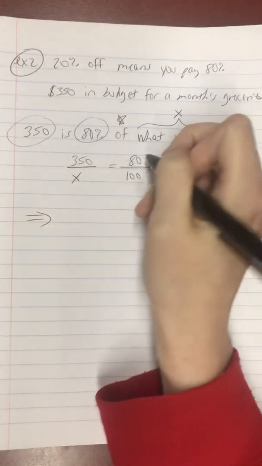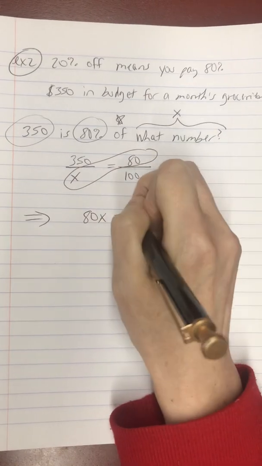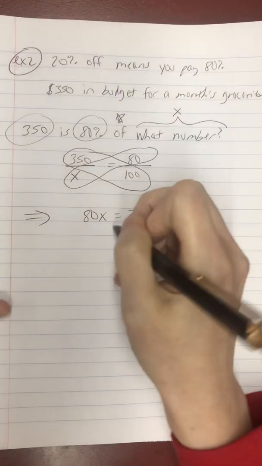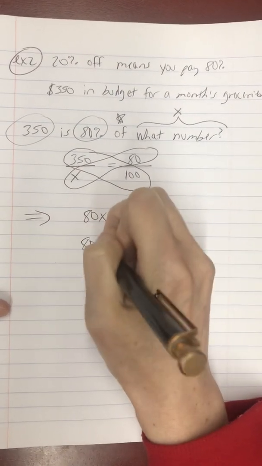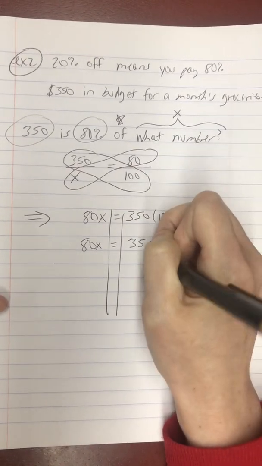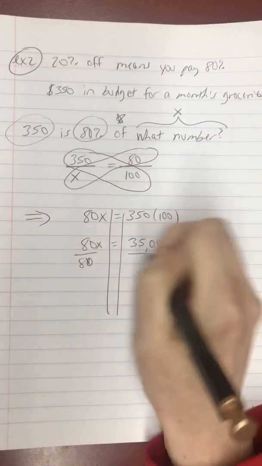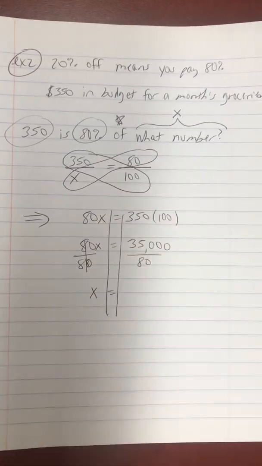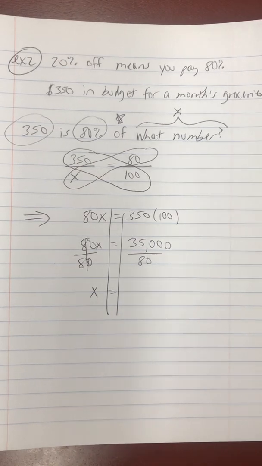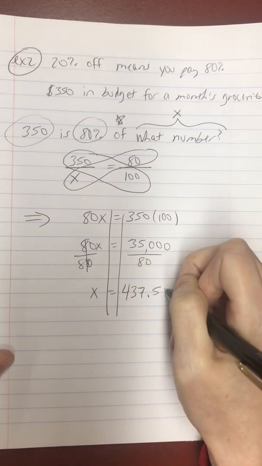So now when I solve, I'm going to do my X diagonal first. I get 80X equals 350 times 100 for my other diagonal. Okay, I make my bridge. I say, okay, 80X equals 350 times 100. That's just 35,000. 35,000 is what you get there. And then divide by 80. Sorry, divide by 80. Equals, and you probably need a calculator, 35,000, I know I do, divided by 80, and you get 437.5, or 437.50 if you want to put a zero there.